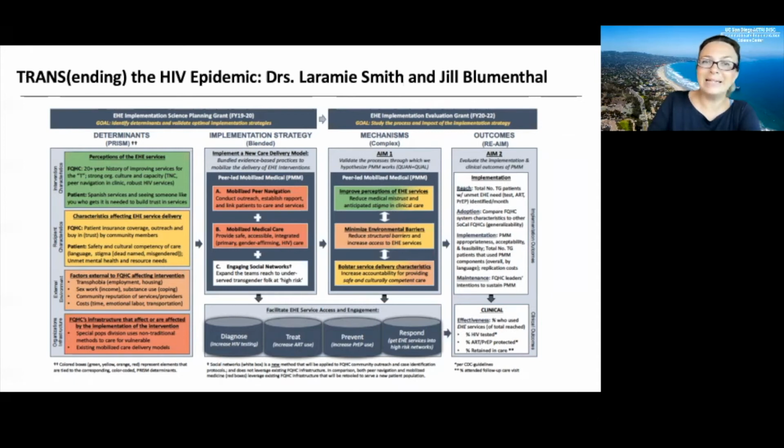Next, Dr. Stadnick will provide you with an overview of D&I science theories, models, and frameworks, and provide you with additional guidance on selection of theories, models, and frameworks. Thank you.